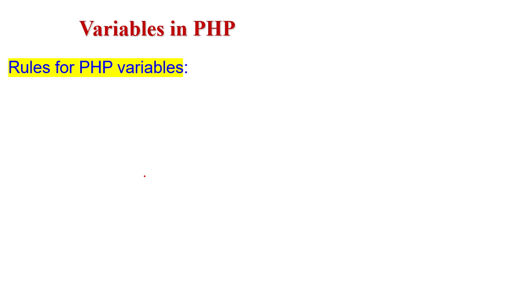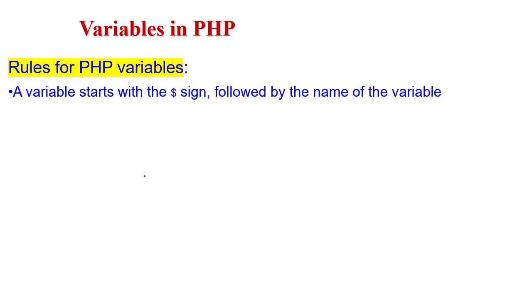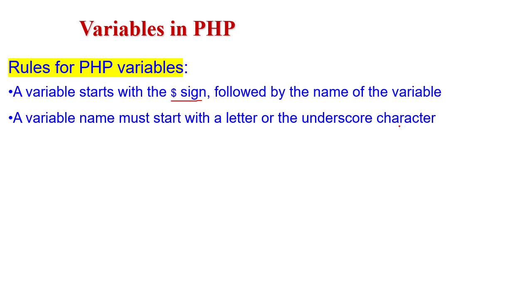If we have studied any programming language, then mostly some common rules for variables are to be used. So let us see what they are. Now let us see how variables are formed in PHP and what the rules for framing PHP variables are. Usually a variable in PHP starts with the $ sign followed by the name of the variable. A variable name starts with a letter or underscore character. It will never start with a number.